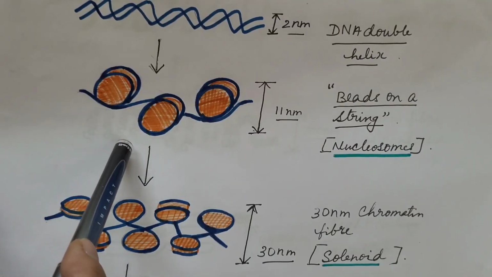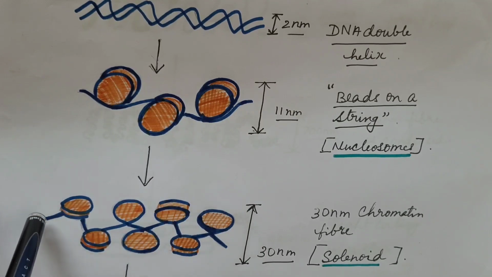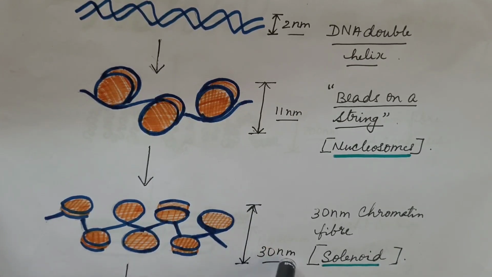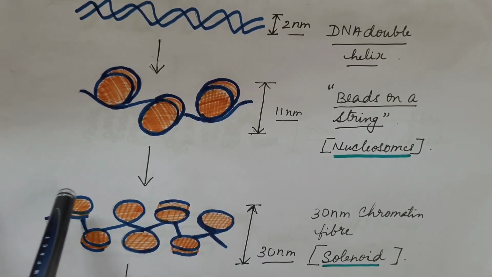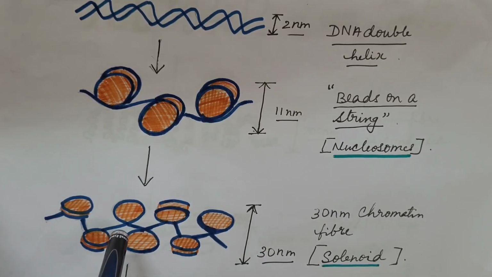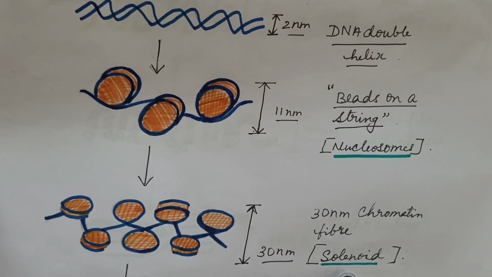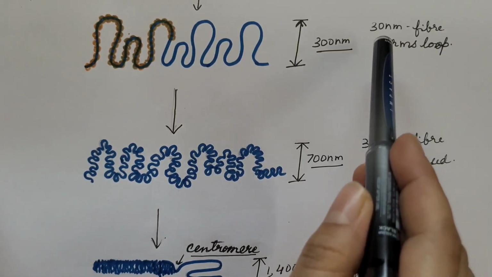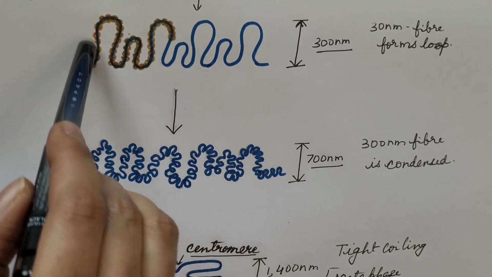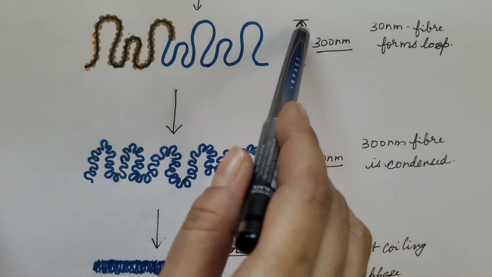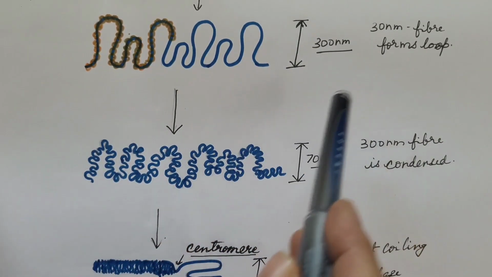Further, this beads on string structure then coils helically, which has the width of 30 nanometer, and each turn of the helix consists of 6 nucleosomes. These are known as the 30 nanometer fiber. These are also known as solenoid fiber. In the next level, this 30 nanometer fiber forms loops, which has the width of 300 nanometer.